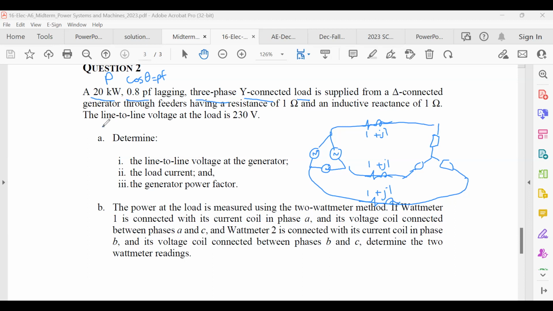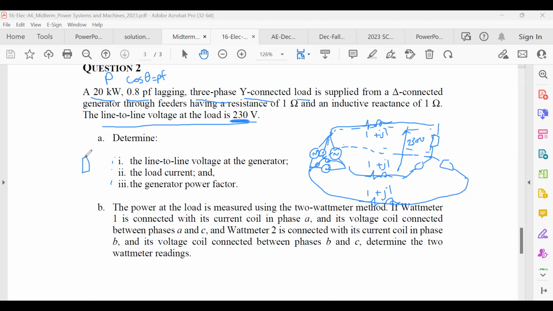The line to line voltage is 230, line to line for the load, 230 volt. And then they ask it for something. So to start this problem, as we said, we have to convert any delta to star, and then connect the neutral to neutral and solve the per phase.